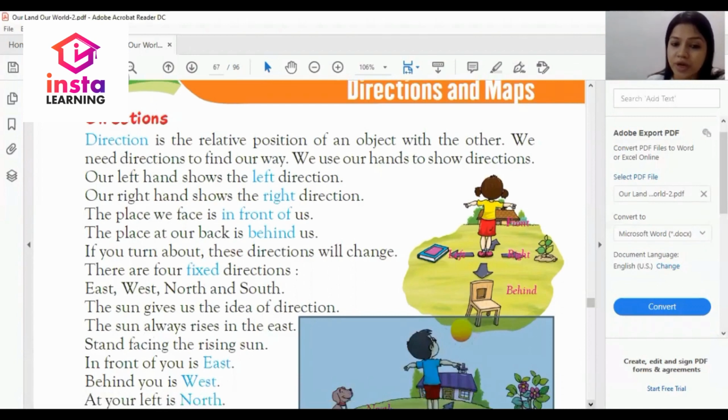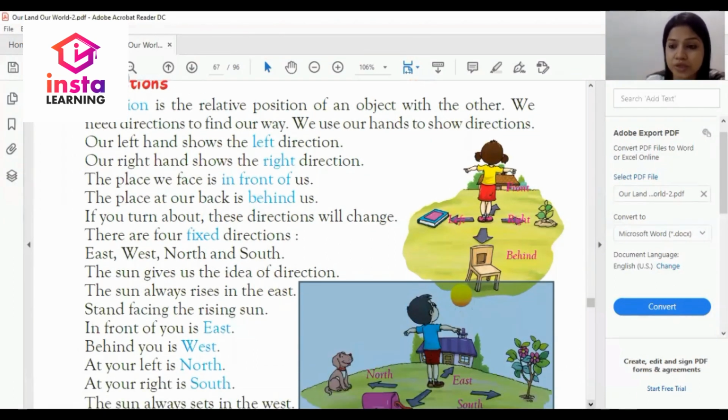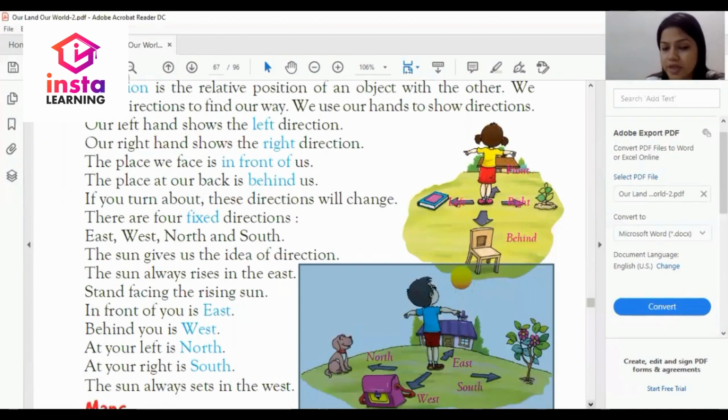After that, you learn your left direction, your right direction, your front direction, and behind direction. That is, this is my left, this is my right, this is my front, and this is my back. If you turn about, these directions will change, as I have already explained to you. So there are 4 fixed directions. These are east, west, north, south.